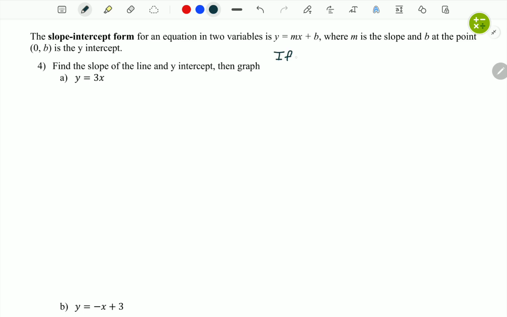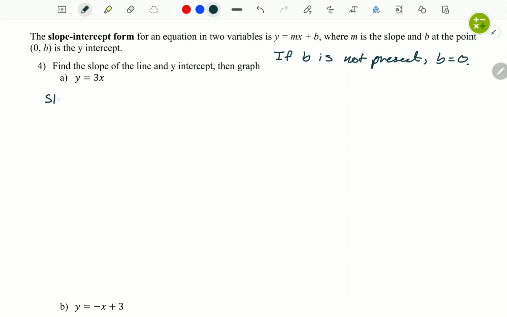So if b is not present, b equals 0. For the first line, identify the slope of the line, the y-intercept, and then graph. The line says y equals 3x, but there's no value being added or subtracted from the 3x. There's no b present, so we're going to assume that the y-intercept is 0.